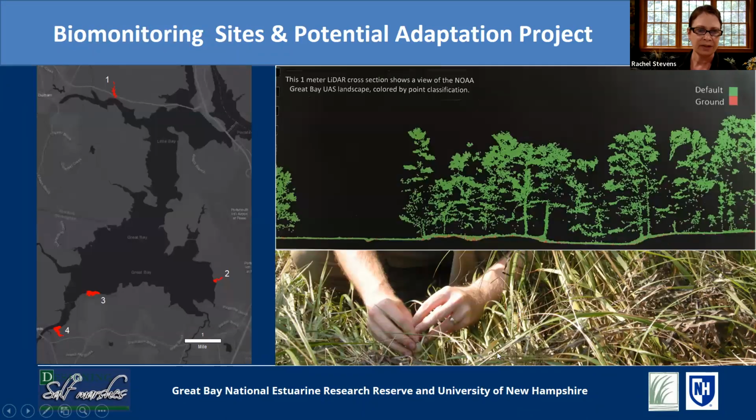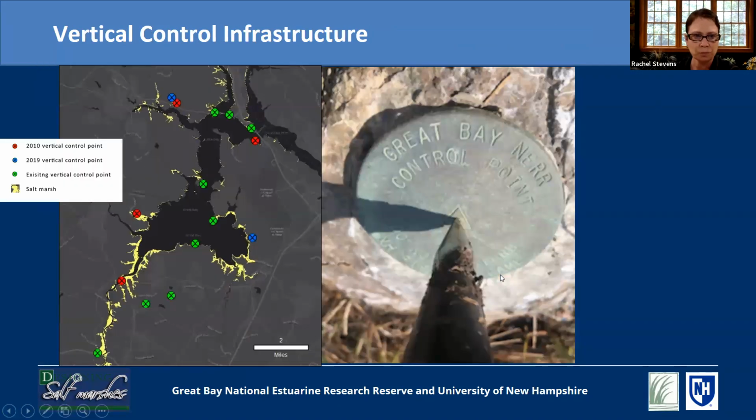So the land cover habitat data was done statewide, but the LiDAR elevation data was just done at 4 sites around Great Bay. It's where our 3 sites where we have biomonitoring, vegetative monitoring of salt marsh plants, so field assessment, and then at another 4th site where we were interested in potentially putting an adaptation project.